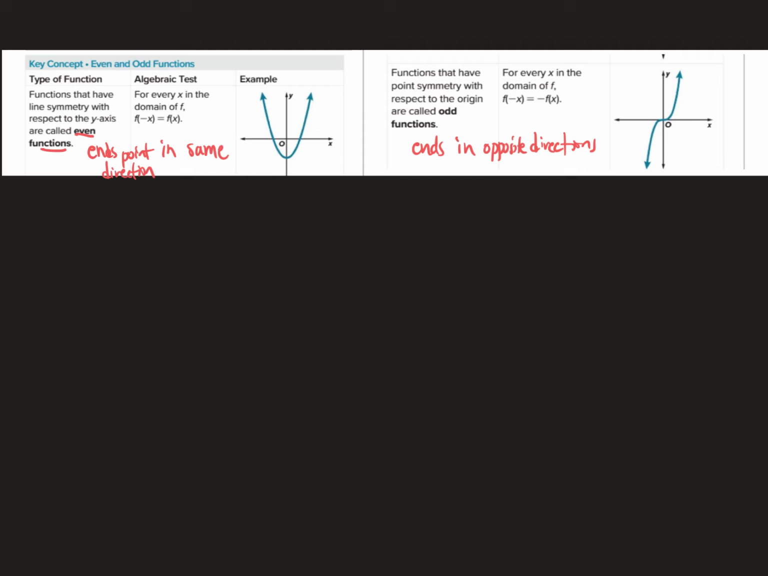To test it algebraically, to show your work algebraically, to decide if something is an even function or an odd function, you do what I just highlighted in green. So I'm going to write that out, what you do. First, you substitute negative x in for x. So you evaluate that function by substituting negative x in for x. That's the first thing you do.